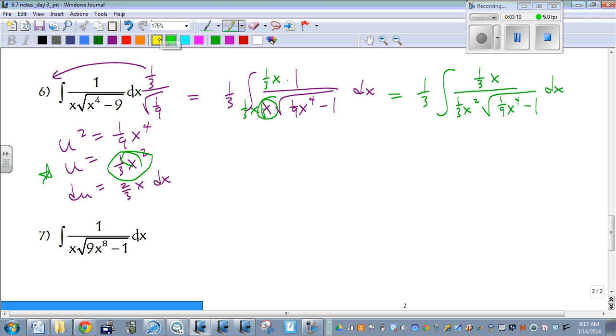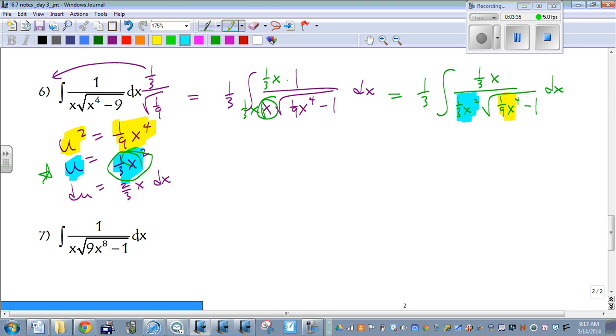So let's take a look at some of the things we have. We know that our u squared is 1/9 x to the 4th. Right? That's going to be our u squared. We have our u in place now, the 1/3 x squared. The last thing we have to do is our du. So we need to make sure we have everything for that. Well, we've got the x and the dx. And we have a 1/3, but we need it to be 2/3.